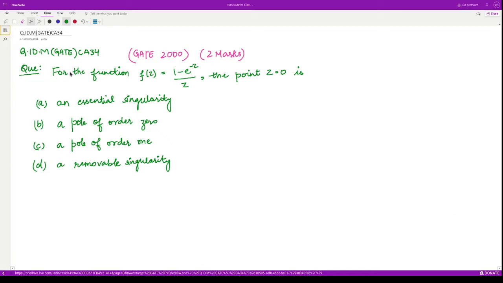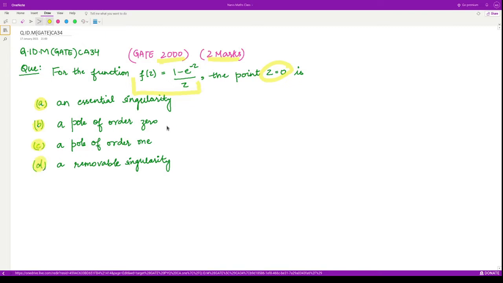In this video we shall see a question from GATE 2000, and this question is of 2 marks. The question says, if we are given the function f of z is equal to 1 minus e to the power minus z divided by z, then at the point z is equal to 0, are we having an essential singularity, a pole of order 0, a pole of order 1, or a removable singularity?